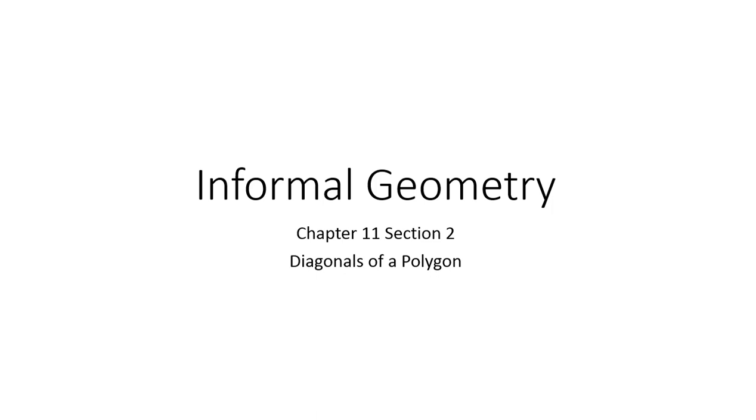So moving on to section 2 in chapter 11, we're looking at the diagonals of a polygon. Last section we talked about the general shape of a polygon, the names for them depending on how many sides they had, and also if it's a convex or a concave polygon. Now we're going to be looking at exactly the diagonals of a polygon.